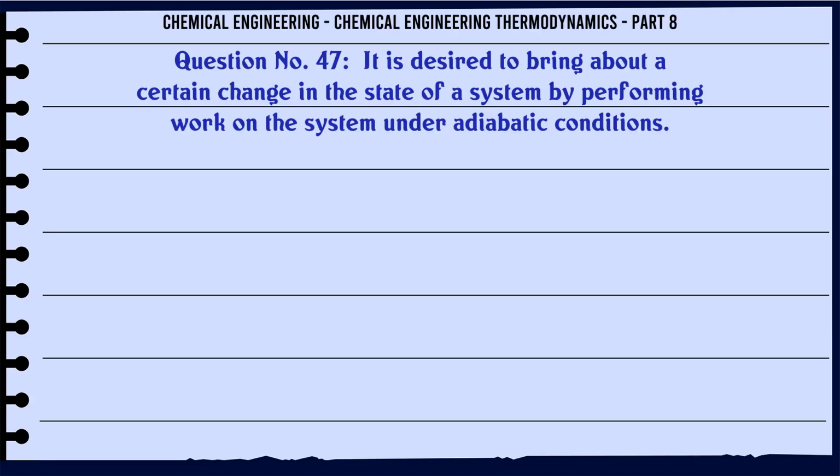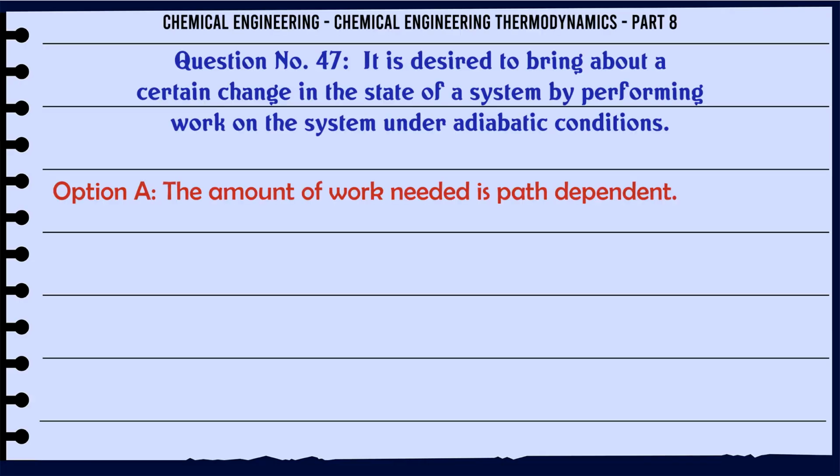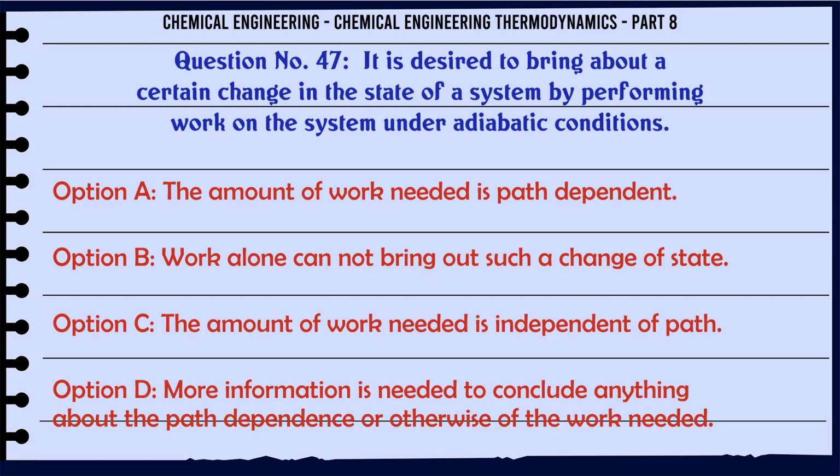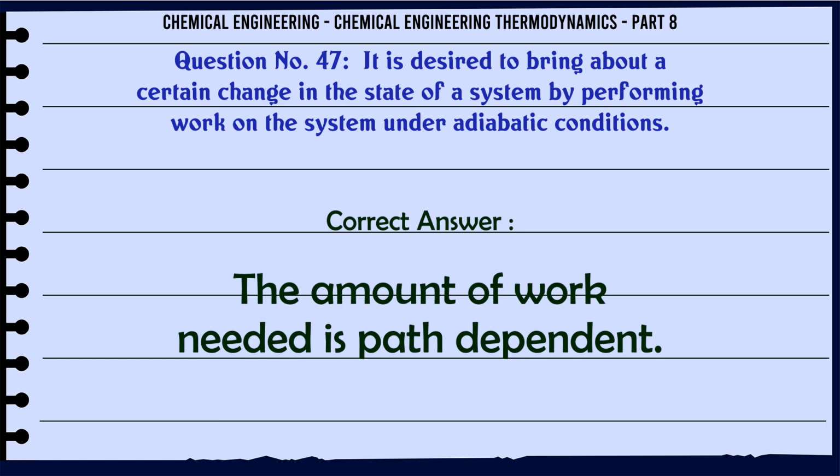It is desired to bring about a certain change in the state of a system by performing work on the system under adiabatic conditions. A. The amount of work needed is path dependent. B. Work alone cannot bring out such a change of state. C. The amount of work needed is independent of path. D. More information is needed to conclude anything about the path dependence or otherwise of the work needed. The correct answer is the amount of work needed is path dependent.